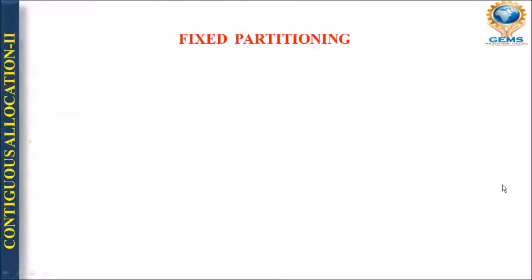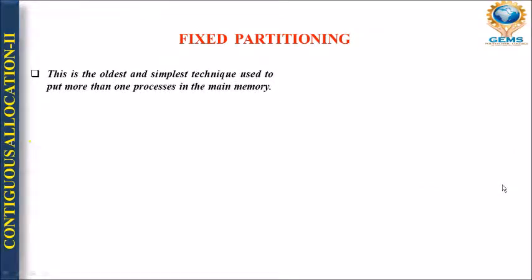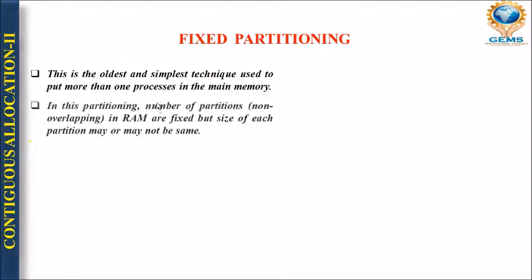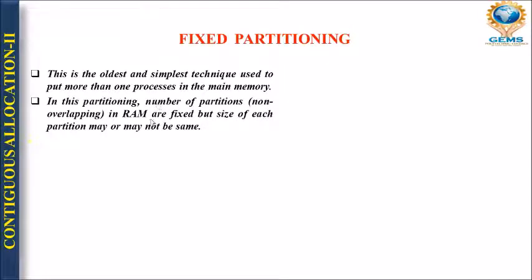Okay, so let's talk about fixed partitioning first. This is the oldest and simplest technique which is used to put more than one process in the main memory. Whenever you want to put more than one process in the memory, at that time we use fixed partitioning. In this, the number of partitions are non-overlapping in RAM, which is very important. The fixed size of each partition may or may not be the same.